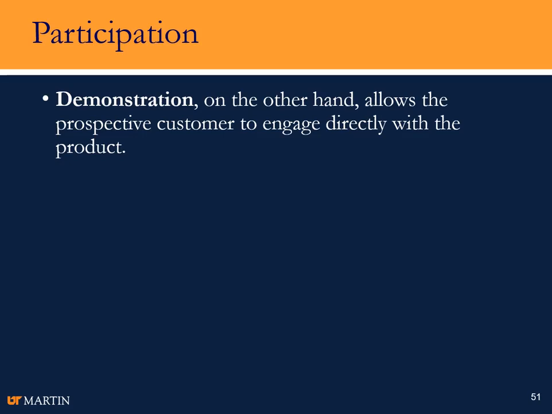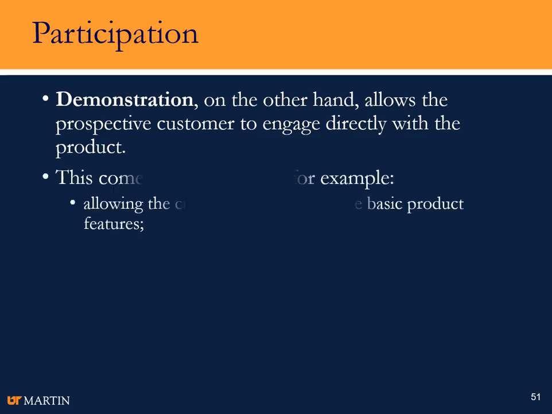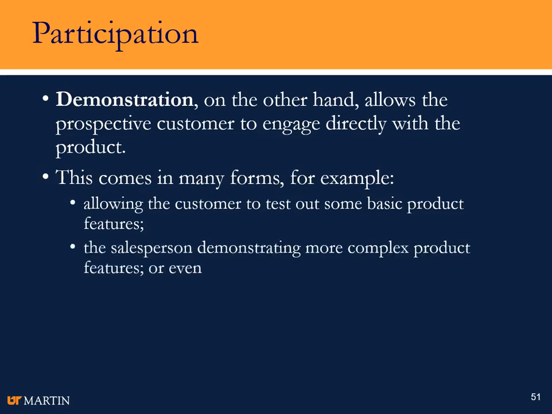Demonstration, on the other hand, is where the prospective customer is going to be able to actually mess with the product on their own. This comes in many forms. You could allow the customer to test out some basic product feature. You certainly wouldn't want them to try and do the most complex thing on their own because that will frustrate them if they can't figure it out. A salesperson might demonstrate more of the complex product features so that they can see the product in action but not mess it up on their own.